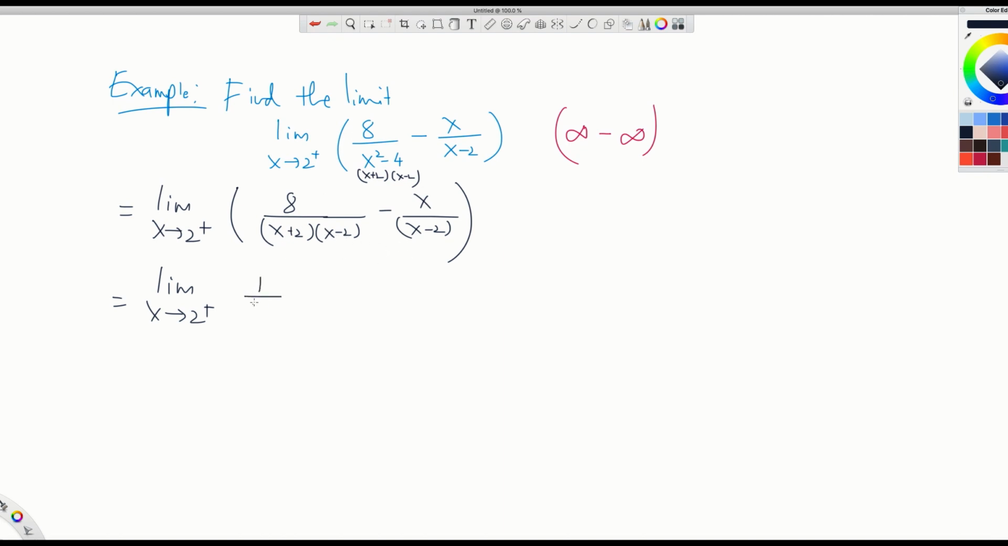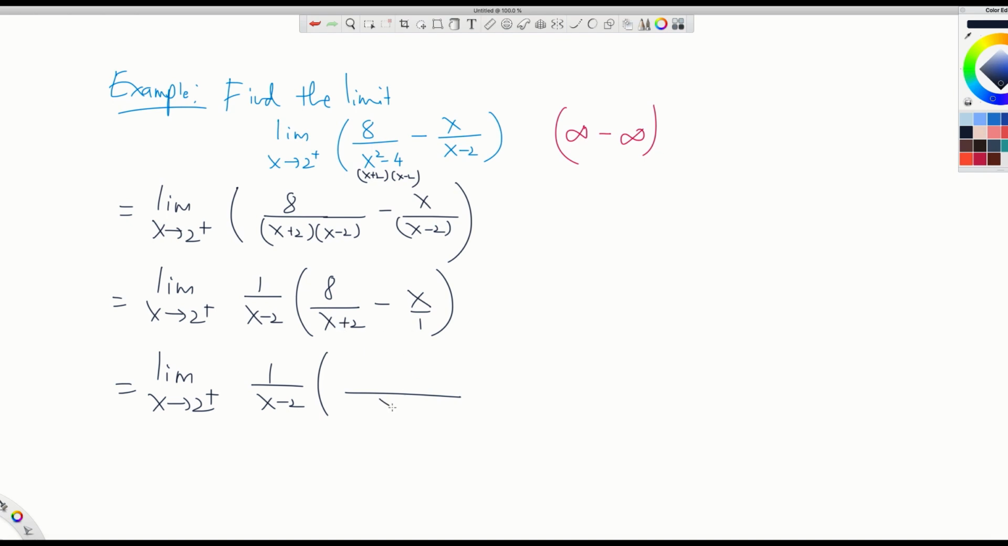Let me take 1 over x minus 2 out, and then what is left is 8 over x plus 2 minus just x, because 1 over x minus 2 is pulled out already, right? So limit x tends to 2 plus 1 over x minus 2, right? I want to combine these two. So there is 1 on the bottom. So just multiply x plus 2 times 1 is x plus 2, and then do the cross multiplication, right? You multiply this with that one. So what do you get?